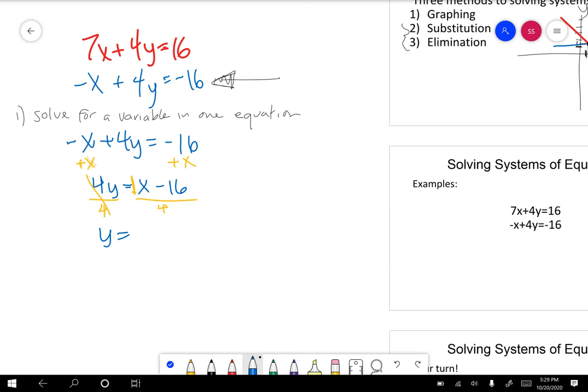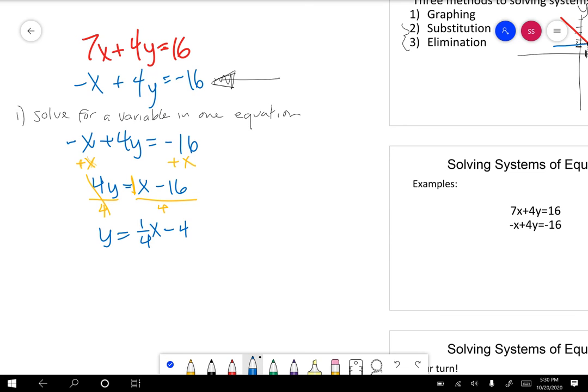We can't really simplify that unless you want to do a decimal, which is totally fine, but we could just write it as the fraction 1 over 4 because of that invisible 1 by the x. 1 divided by 4 times x. And then we have negative 16 divided by 4, which would give us negative 4. And if you're confused on how I got that answer, I would go back to one of the previous videos on solving equations, and that'll maybe refresh your memory on that.